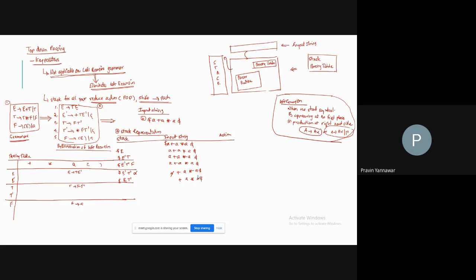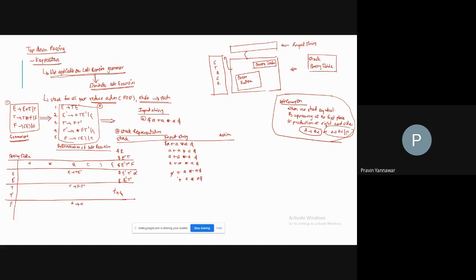Now what is left is E', right? Then how can you go for plus TE'? In case you look at this, in TE', T' is epsilon. So you can go with epsilon here. You can write T' is epsilon. So T' is epsilon.